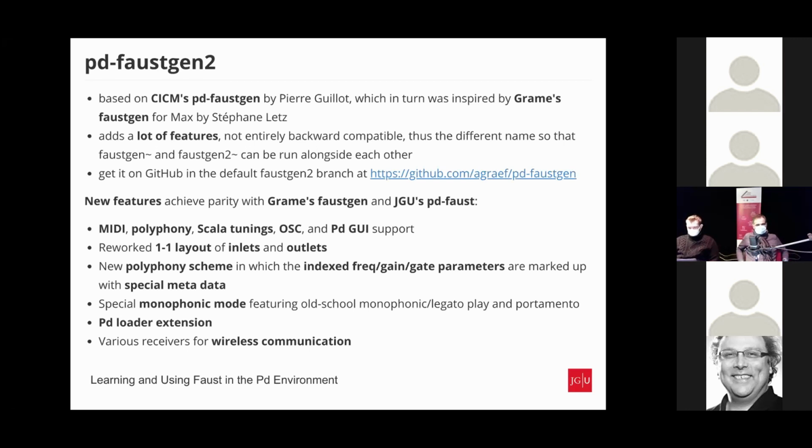But compared to Pierre's FaustScan, it adds a lot of features. It's not entirely backward compatible, for instance, because of this one extra control inlet there. So I picked a different name so that you can still run Pierre's version if you prefer, and the new version in concert. And you can get it on GitHub. The FaustScan 2 branch, which is the new branch, is the default branch on my GitHub fork of Pierre's repository. And with these new features, I have now achieved parity with both Stefan's FaustScan and with my own PD Faust.